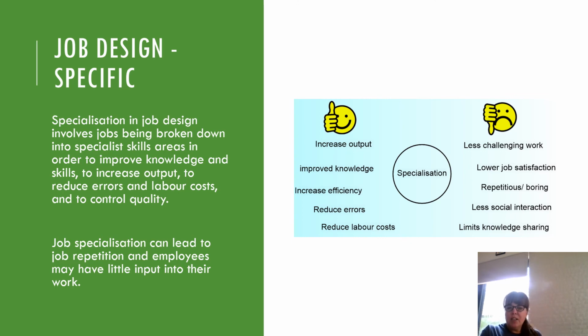So with specialisation, increased output is an advantage. Improved knowledge, increased efficiency, reduction in errors, reduced labour costs. They're our up points, our thumbs up. Our thumbs down, it means it can lead to less challenging work, lower job satisfaction, be quite repetitious and boring, provide less social interaction, and limits the ability to share knowledge.